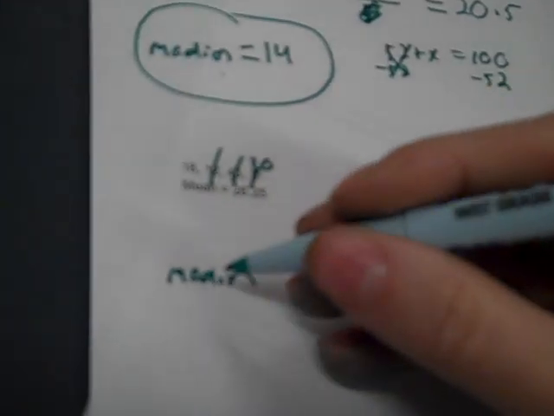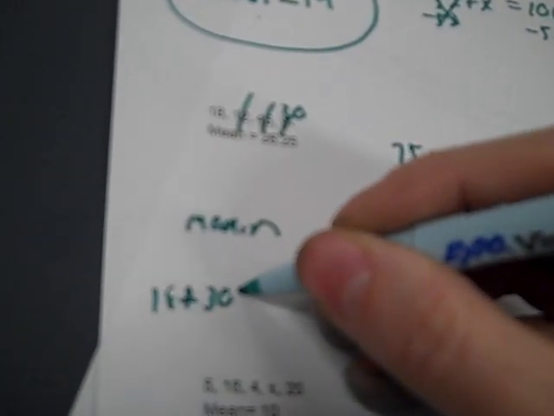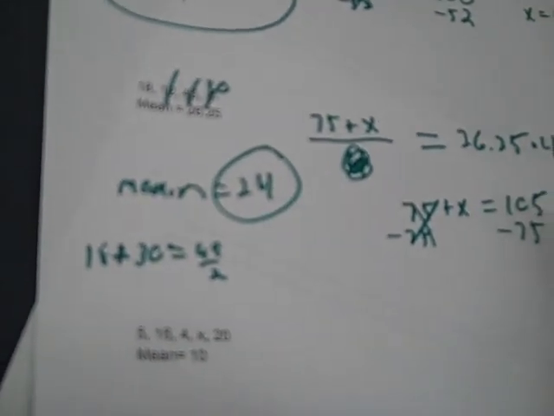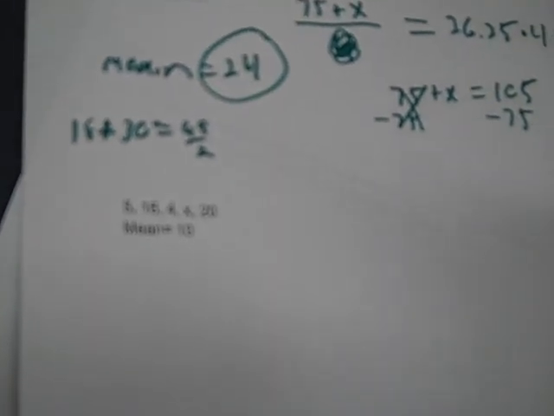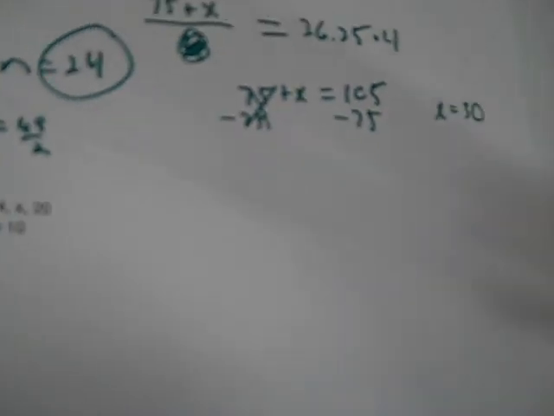Okay. Again, to find the median, you need to add them and then divide by 2, and that'd be 24. Okay. So there's your median. Okay, the next one, 5, 16, 4, x, and 20. Okay, the mean is 10.